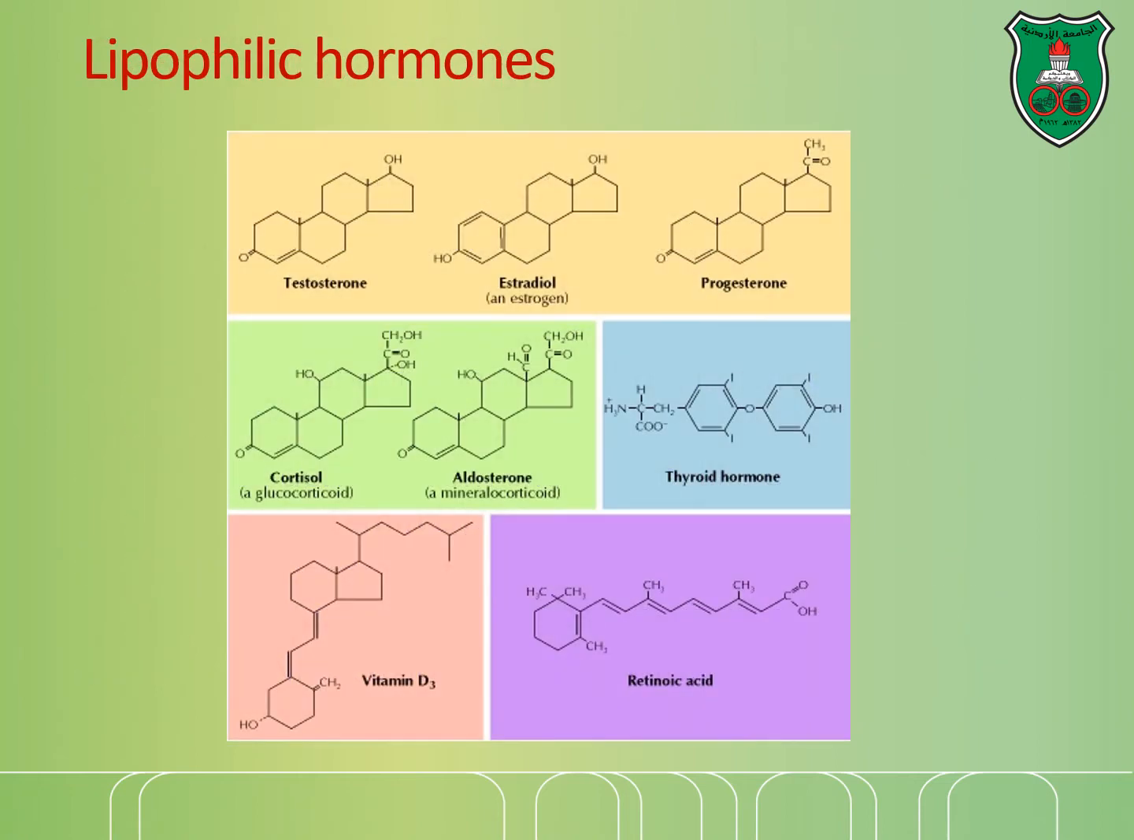So these are the lipophilic hormones. Okay, that's how they look. They are derived from cholesterol. Now, thyroid hormone is derived from testosterone. Retinoic acid is derived from carotene. Vitamin D is derived from cholesterol as well. So now these hormones are lipophilic and they do not require a transporter to get into cells.